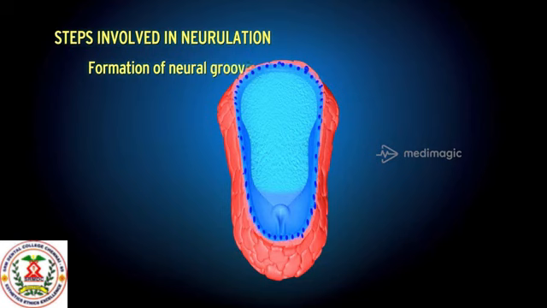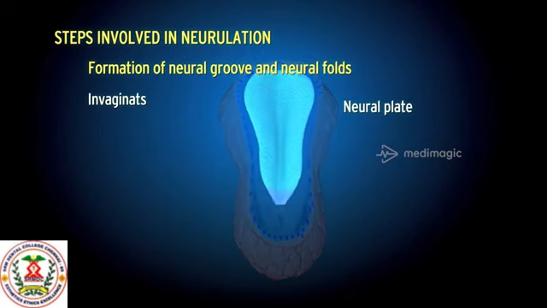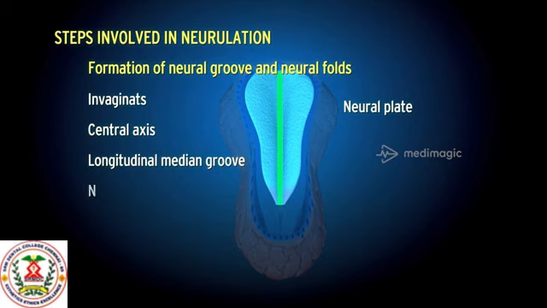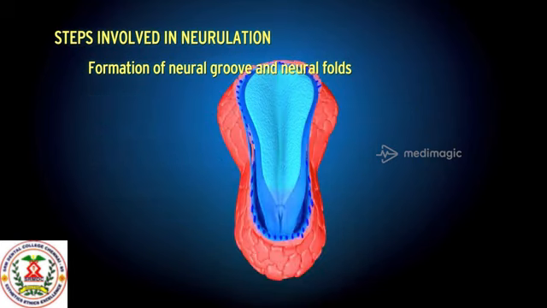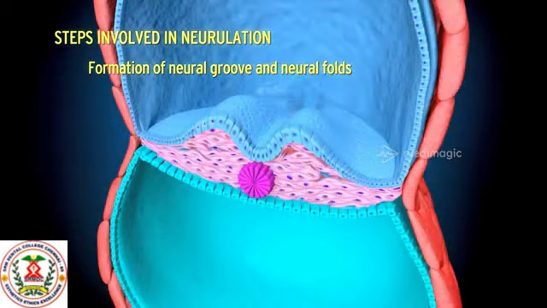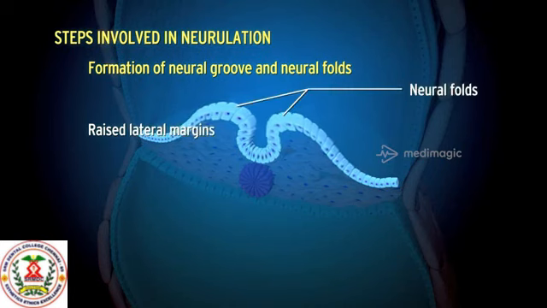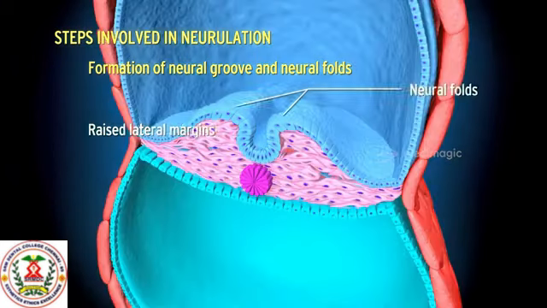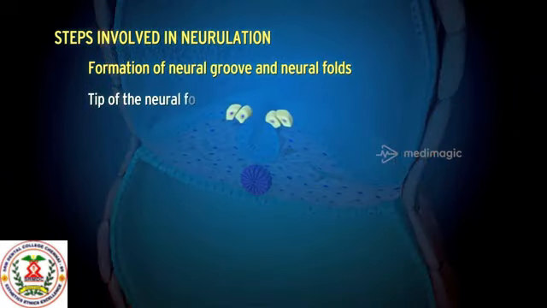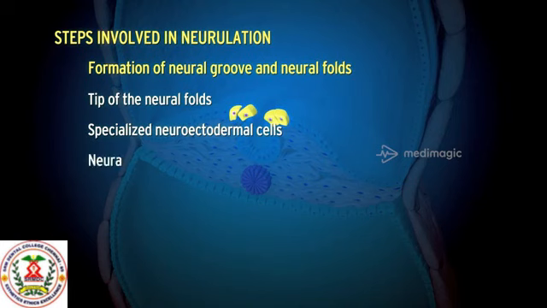Formation of neural groove and neural folds. The neural plate invaginates along the central axis to form a longitudinal median groove, which is known as the neural groove. Each of the lateral sides of the neural groove has raised lateral margins called the neural folds. These neural folds are prominent at the cranial end of the embryo. The tips of the neural folds are lined by specialized neuroectodermal cells known as the neural crest cells.